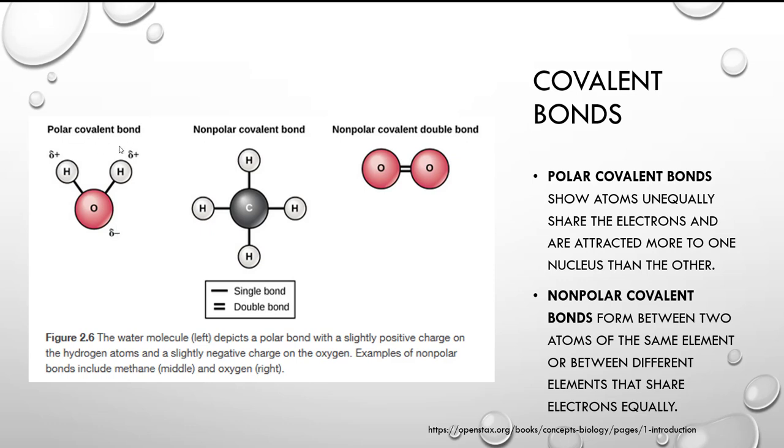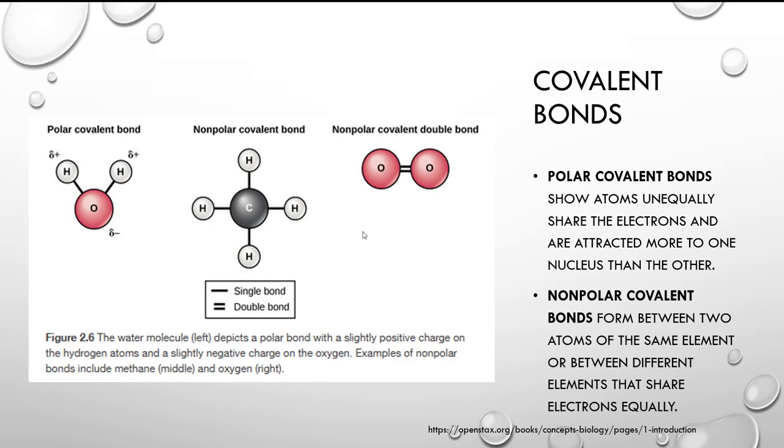So a polar covalent bond is formed when we have an unequal sharing of electrons. The oxygen hogs the electrons. Well, it doesn't really hog them. It's just that the electrons are more attracted to the oxygen than the hydrogens. So the electrons spend more time in the oxygen's orbitals.